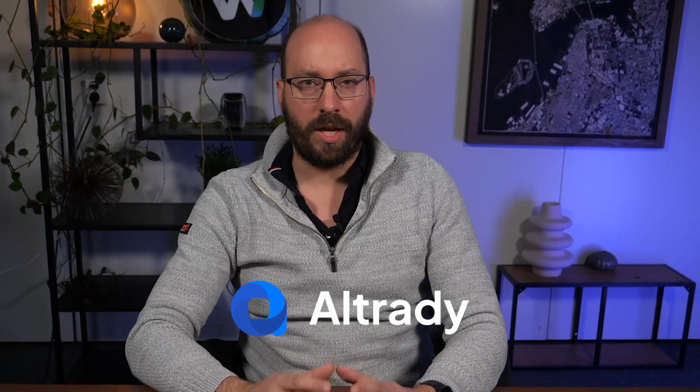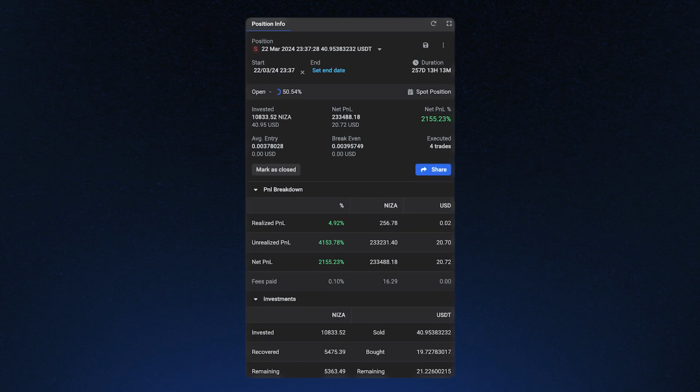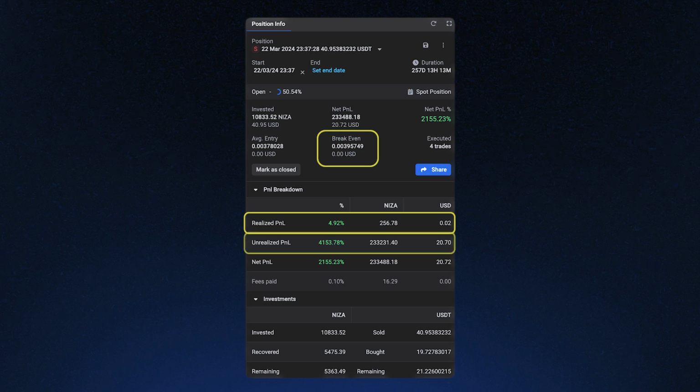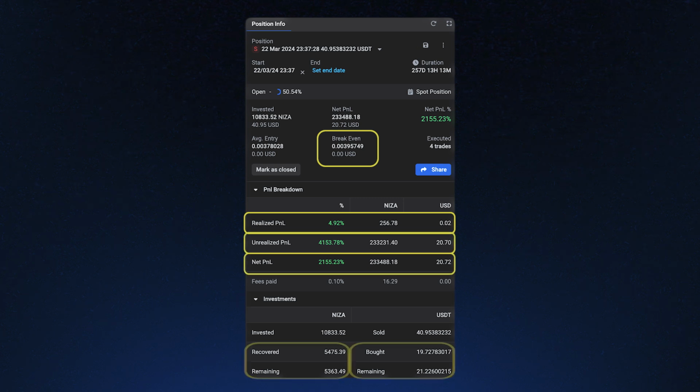With Altrady's break-even calculator, everything is automated. It syncs directly with your exchange, no more manual copying, and you can see live price updates to ensure that your unrealized profit is calculated accurately. At a glance, you'll see your break-even price, realized, unrealized, and total profits, remaining coins, and dollars left to recover. This saves you time, reduces errors, and keeps your trading on track.